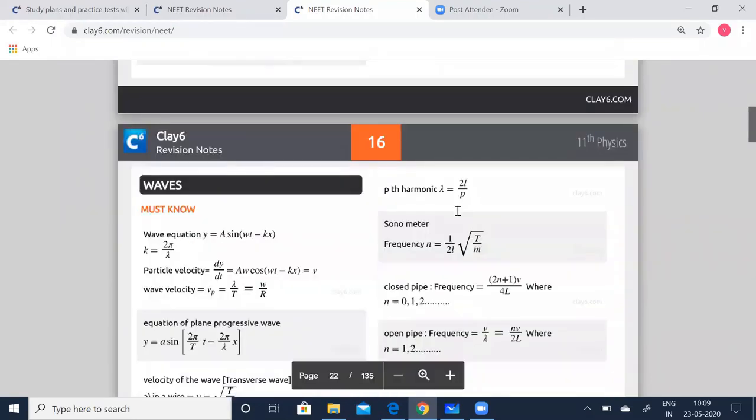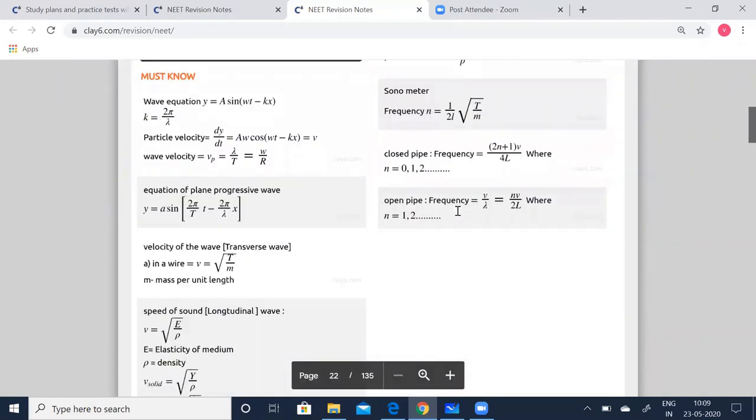Now coming to waves. Wave equation, y is equal to a sin(omega t minus kx), where k is equal to 2 pi by lambda. Particle velocity is equal to dy by dt, which is equal to a omega cos(omega t minus kx), which is nothing but v, because we know the rate of change of displacement is velocity. So this is particle velocity, and wave velocity is given by lambda by T, which is equal to omega by k.